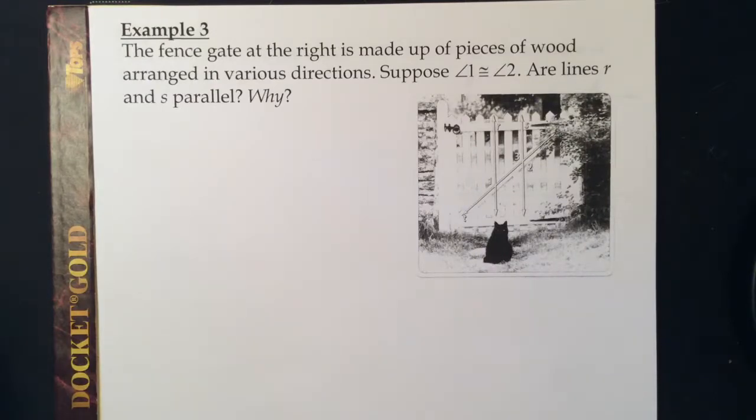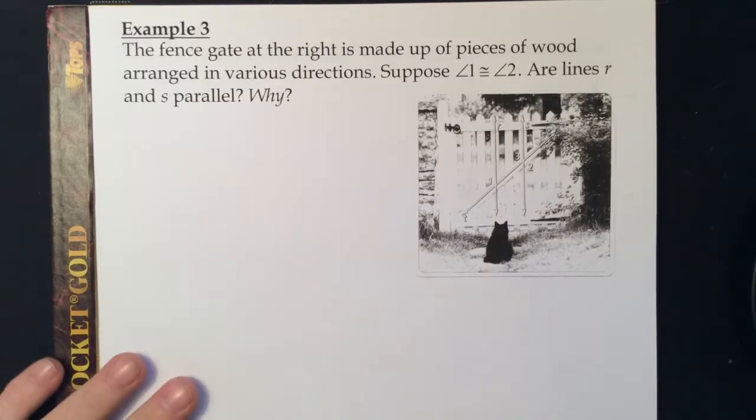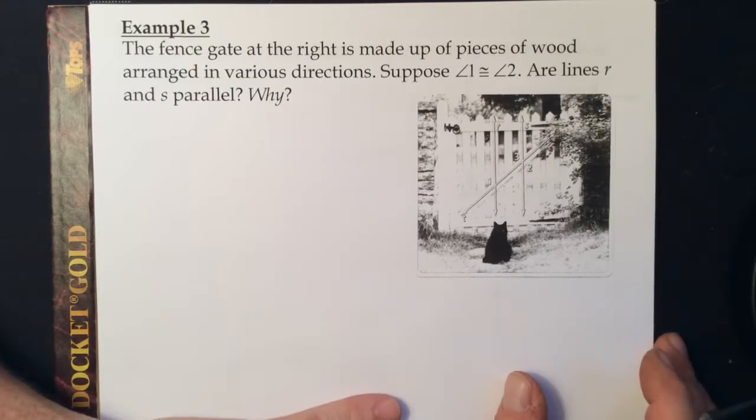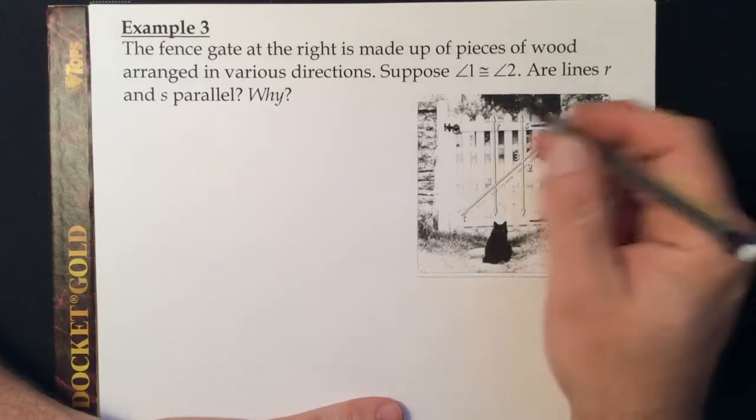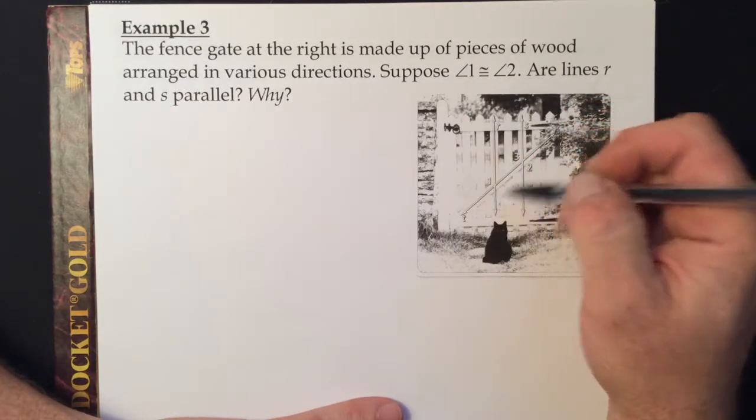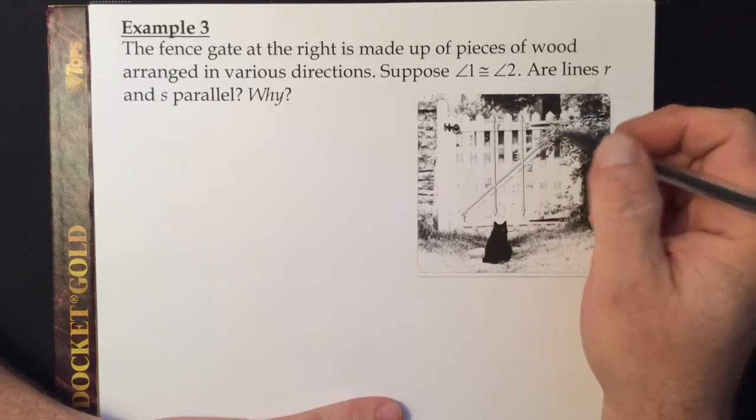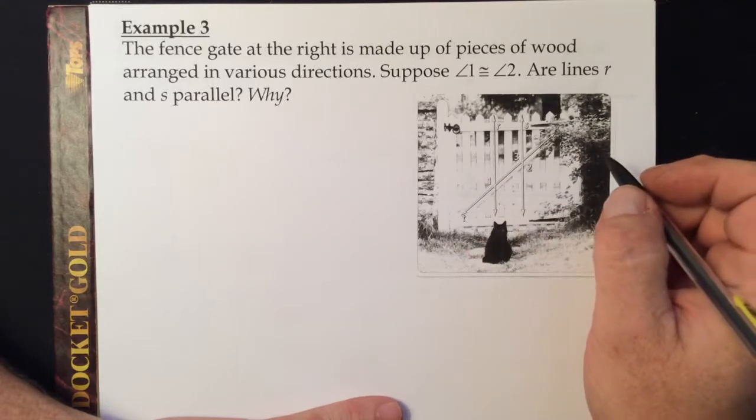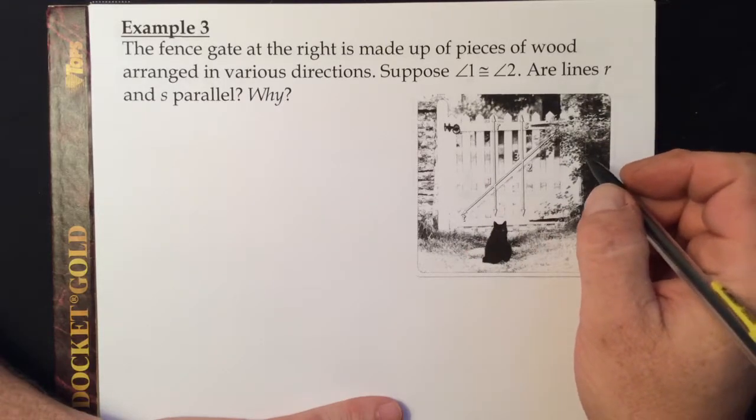Example 3. In this example, you will apply a parallel lines converse. The fence gate at the right is made up of pieces of wood arranged in various directions. Suppose angle 1 and angle 2 are congruent. Are lines R and S parallel? Why? So taking a look at our gate here, our diagram, our photograph, we've got line R and line S are a couple of the pickets, and then line T, the transversal, is this cross piece of wood that holds it together through the middle.